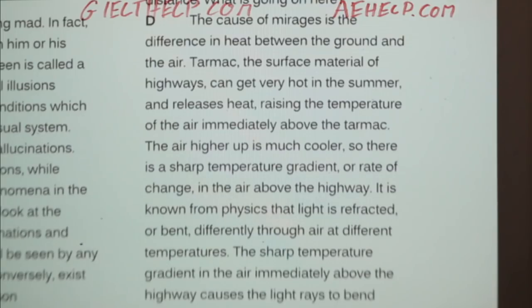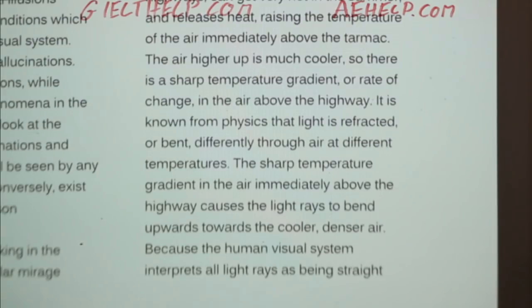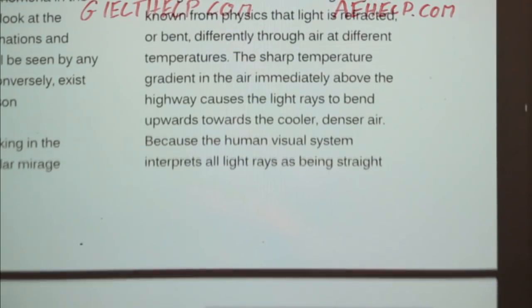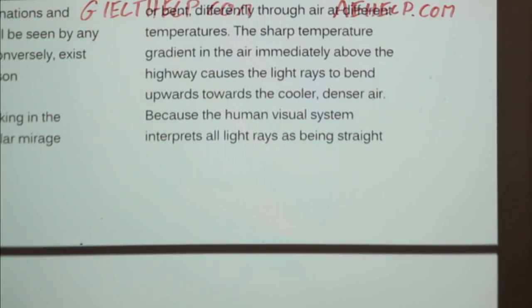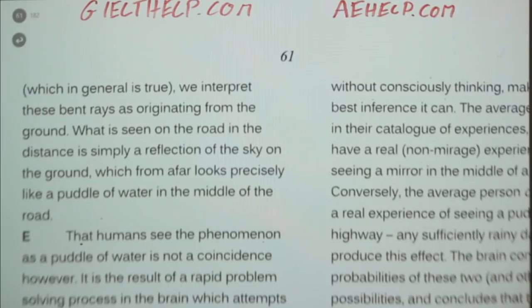It is known from physics that light is refracted, or bent, differently through air at different temperatures. The sharp temperature gradient in the air immediately above the highway causes the light rays to bend upwards towards the cooler, denser air. Because the human visual system interprets all light rays as being straight, which in general is true, we interpret these bent rays as originating from the ground. What is seen on the road in the distance is simply a reflection of the sky on the ground, which from afar looks precisely like a puddle of water in the middle of the road.